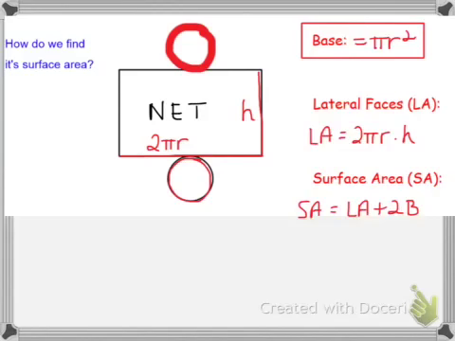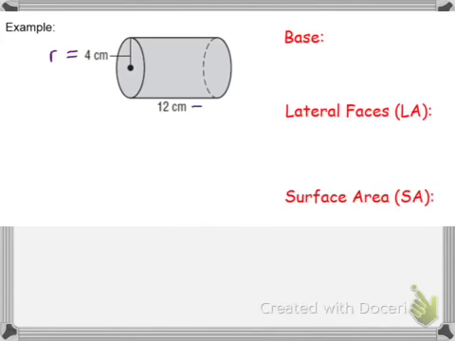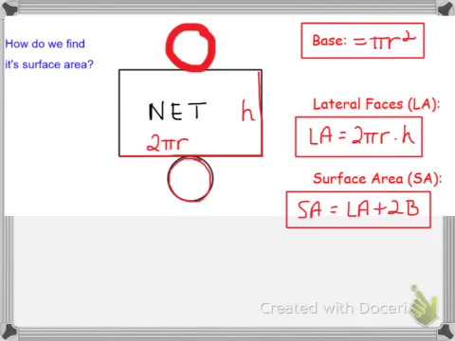So your formulas are as follows. To find the area of the base, you're doing pi r squared. To find the lateral area, you have 2 pi r times height, and then your surface area is the lateral area plus 2 of your bases.